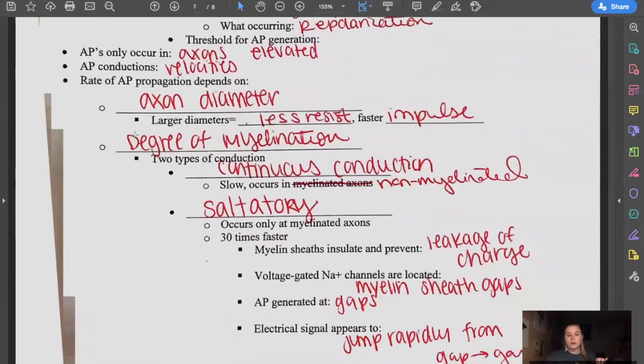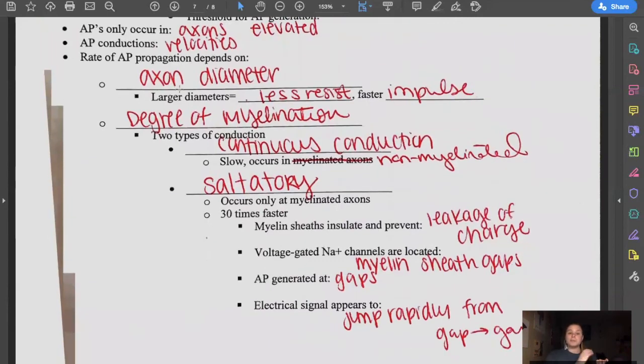How fast it goes down the axon depends on a couple of things. It depends on diameter. So if there's a bigger diameter, there's less resistance and there's more space for us to move, and therefore a faster impulse. So think about a highway. If you have a bigger highway, you're going to have less resistance and you're going to have faster traffic, right? There's not going to be as much traffic. It's not going to be as backed up, okay? Bigger road, less traffic. And then we talk about our degree of myelination, right? We talked about how they increase the speed of the nerve impulse. So how myelinated it is tells us a lot about how fast this is going to go.